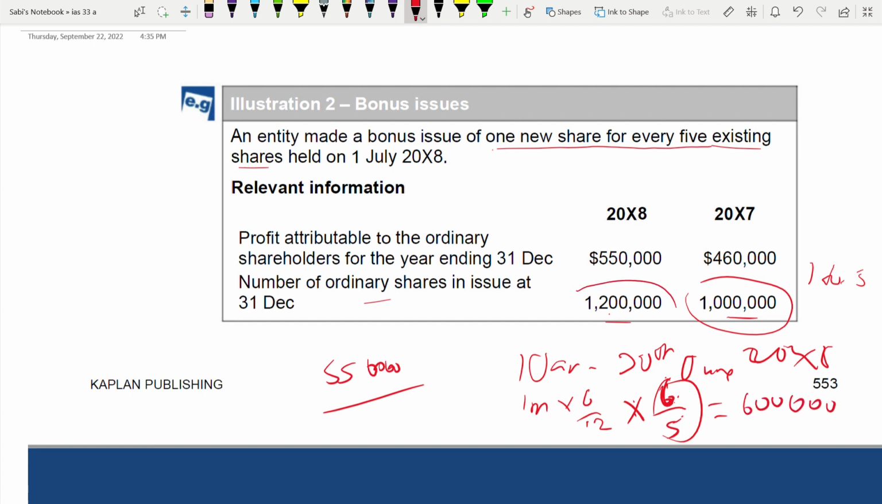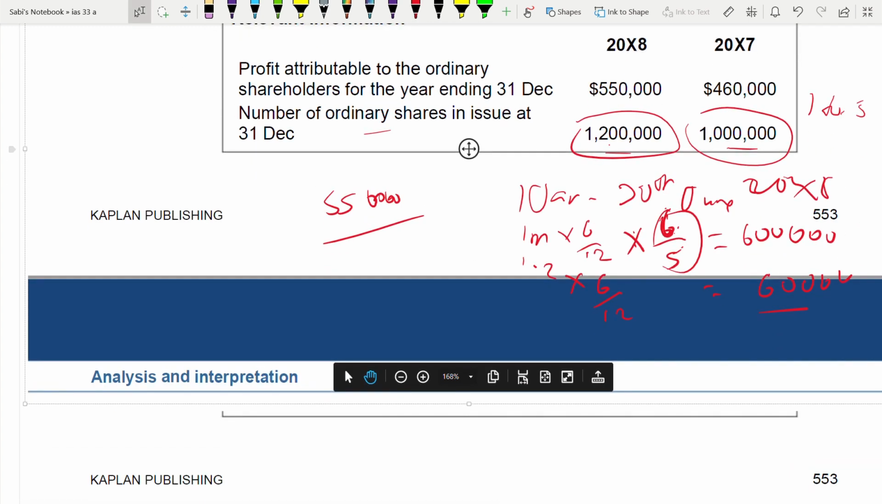Now, what about this? This also you have to take only for 6 months. 1.2 times 6 divided by 12, which is again 600,000. So you see both are 600,000. It adds up, coincidentally, to the same number, 1.2 million. So here 1.2 million is the weighted average. Now, what you get is 45.8 cents. This is the answer.